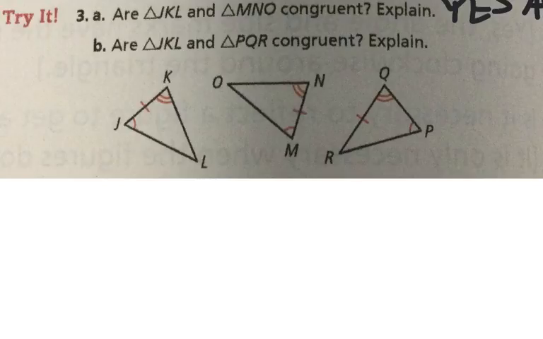So this one's angle, angle, side, where this one is angle, side, angle. So are they congruent to each other? No, they're not, because the corresponding parts are in the wrong positions.